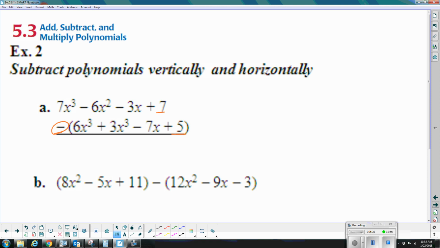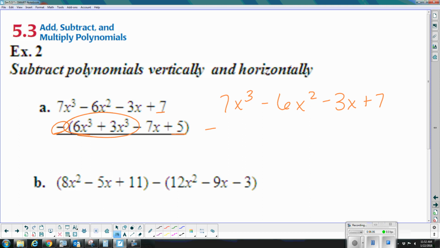And actually, I'm going to have to rewrite these because the second one is not in standard form. So rewrite these so that they're both in standard form. So we've got 7x cubed minus 6x squared minus 3x plus 7. So notice that the second polynomial, you can combine those terms. So it's 6 plus 3 is 9.